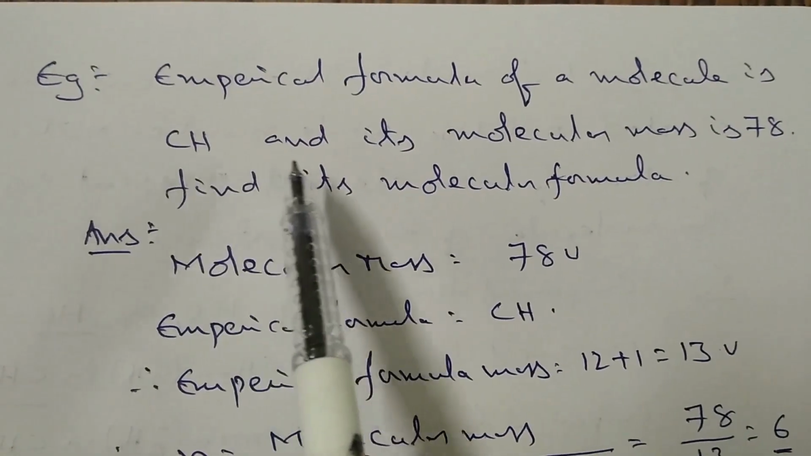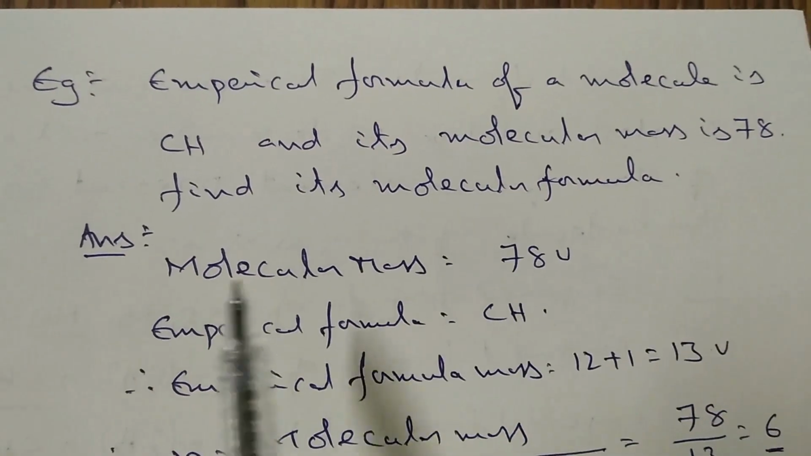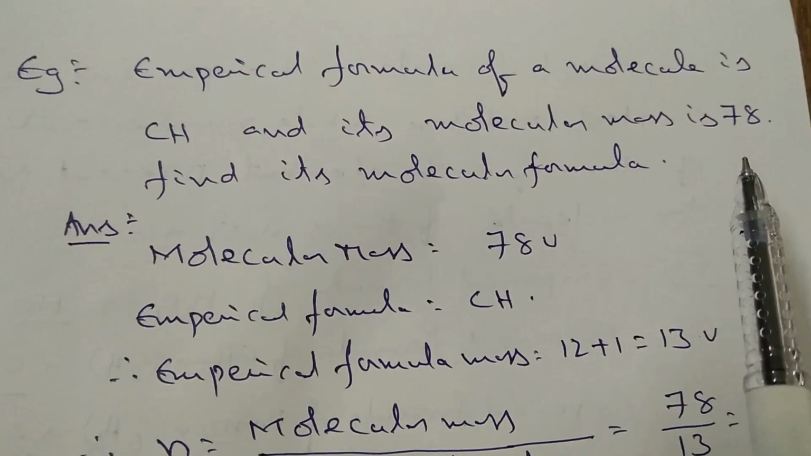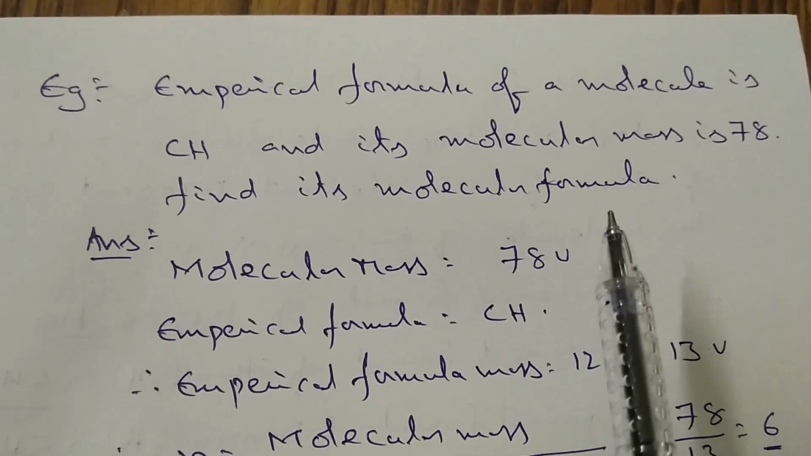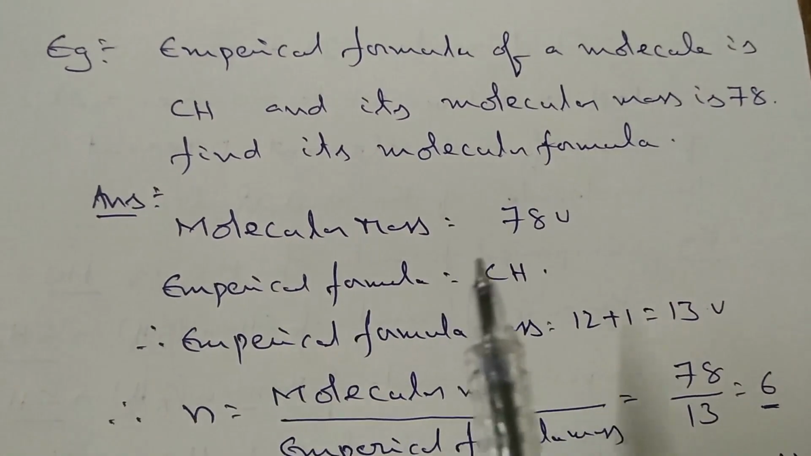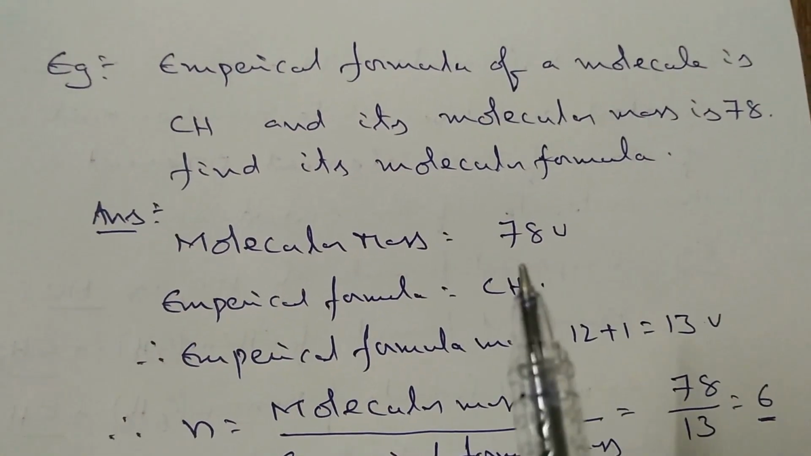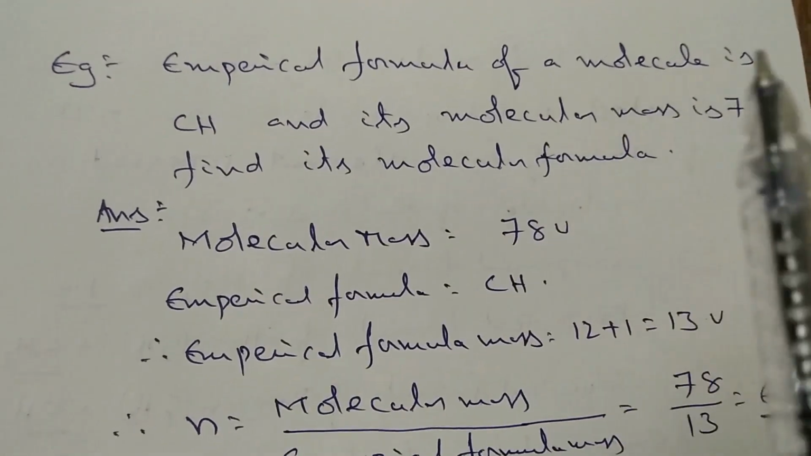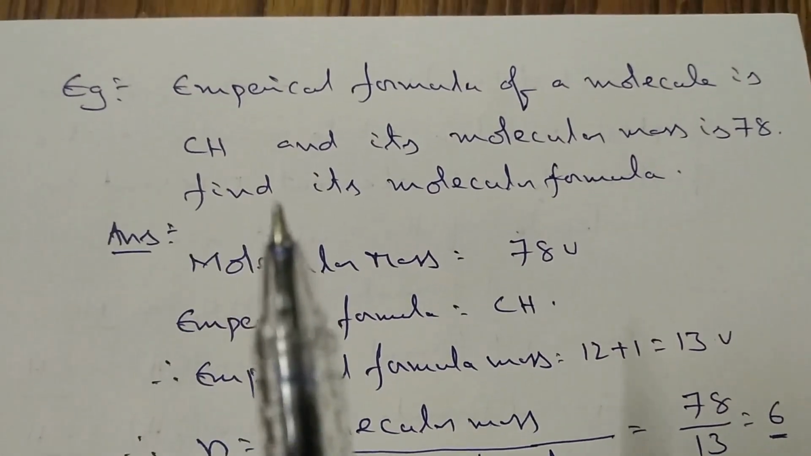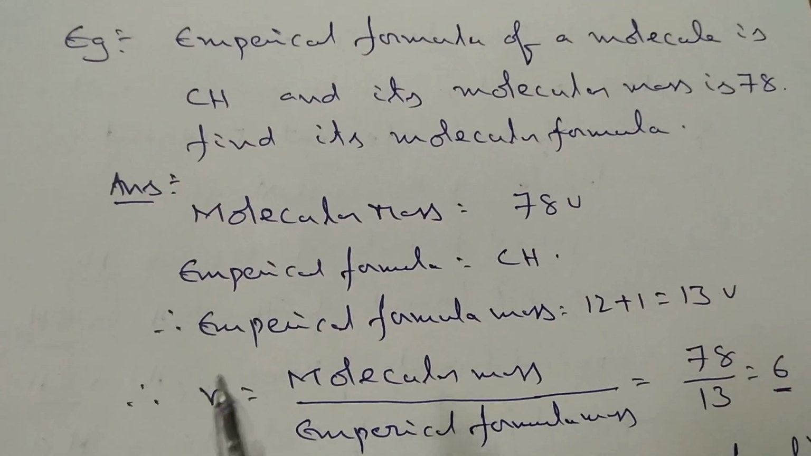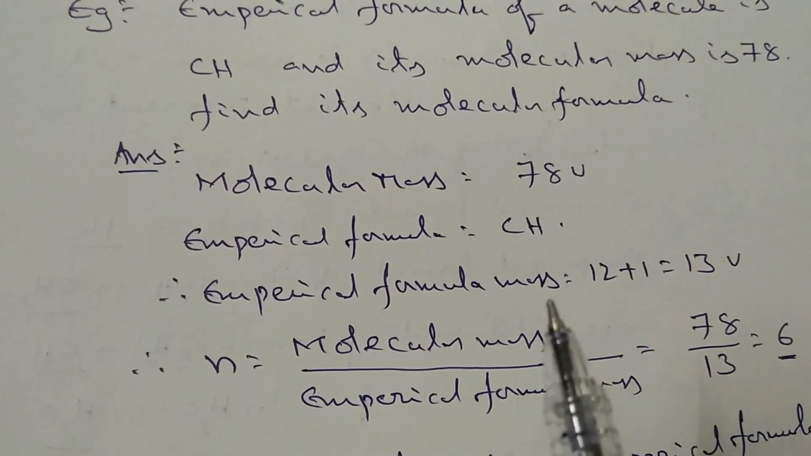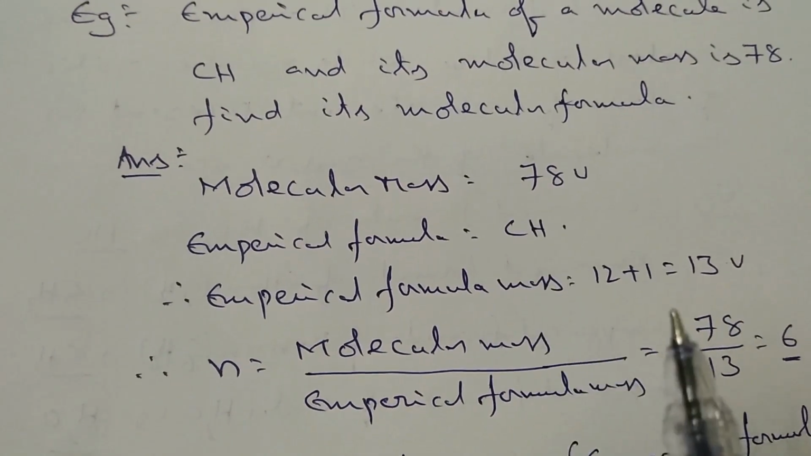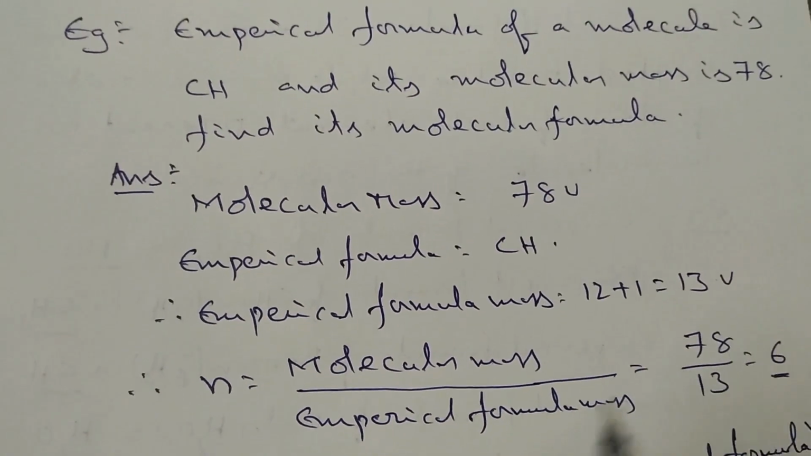Example: the empirical formula of a molecule is CH and its molecular mass is 78. Find its molecular formula. Here the molecular mass is given as 78. It is given in this question, and the empirical formula is also given. The empirical formula of the molecule is CH. Therefore, you have to calculate the empirical formula mass of CH, 1 carbon and 1 hydrogen. Carbon atomic mass 12, hydrogen atomic mass 1, total 13 units.